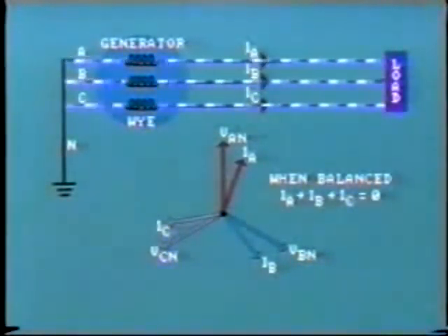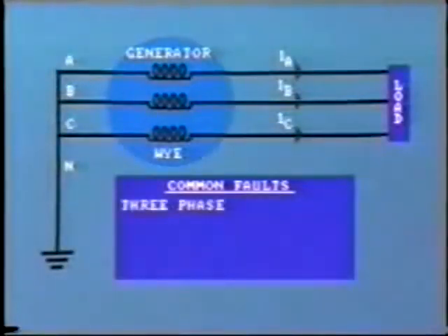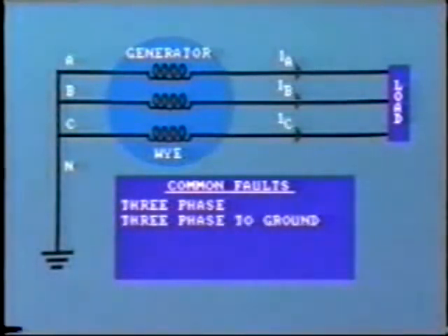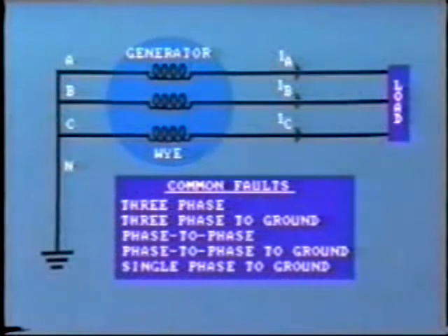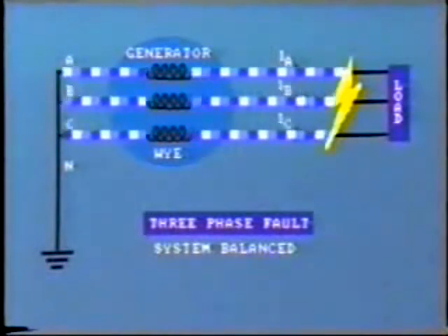However, a fault occurring on this system will cause considerable imbalance. Let's consider just what types of faults can occur. The most common are three-phase to ground, phase to phase to ground, single phase to ground. With the three-phase fault, all three phases, A, B, and C, will be effectively connected together at the fault location, and a very heavy current will flow through the conductors, but the system will still be balanced.